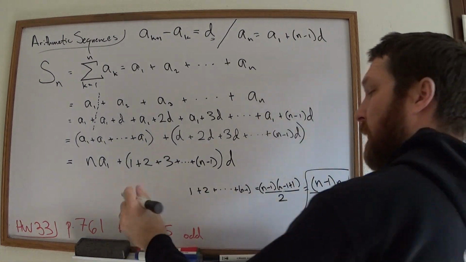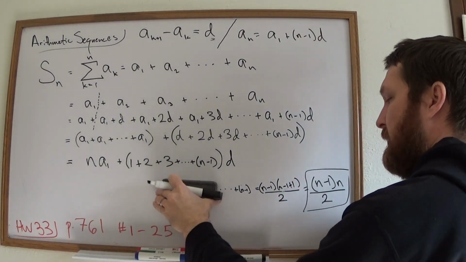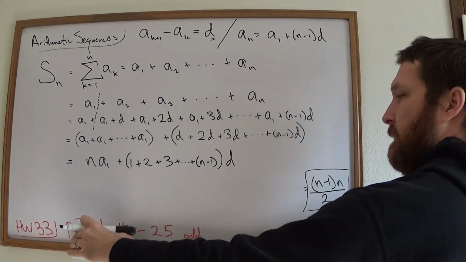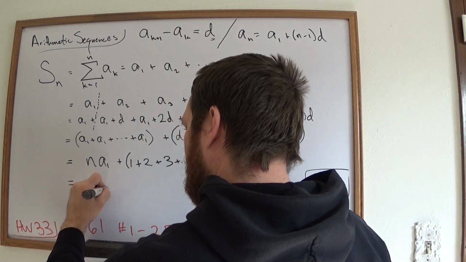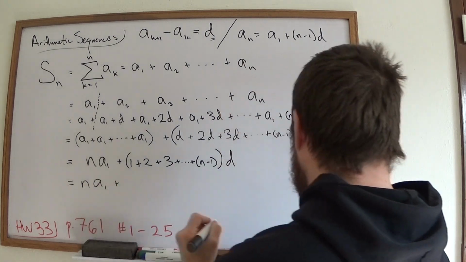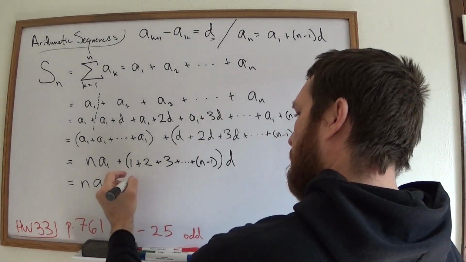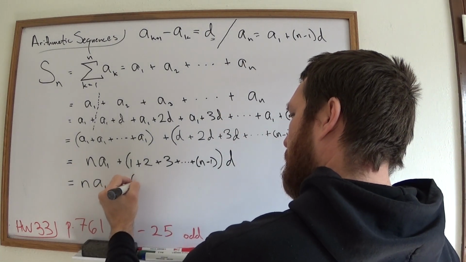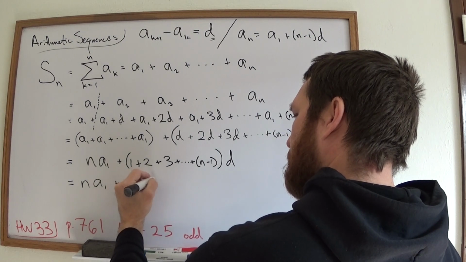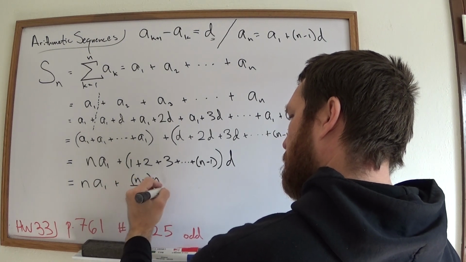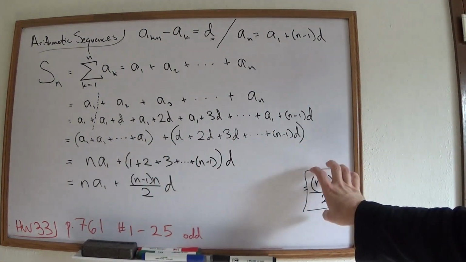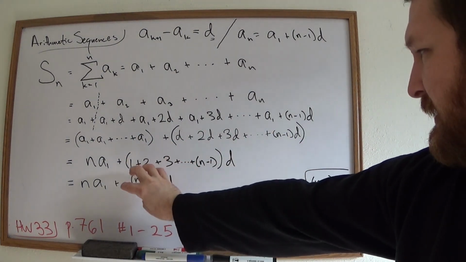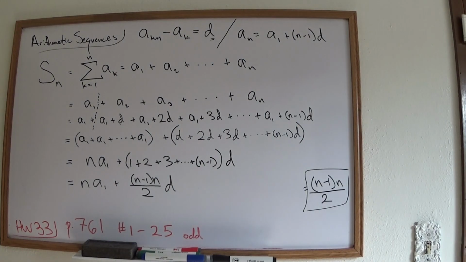So that's what I'm going to do. Let's get this stuff out of the way here. I'm going to say this is the same thing as n a1 plus n minus 1 times n over 2 times d. Let's check that. That whole thing is that right there, which is that. Yes. Okay, that looks good.